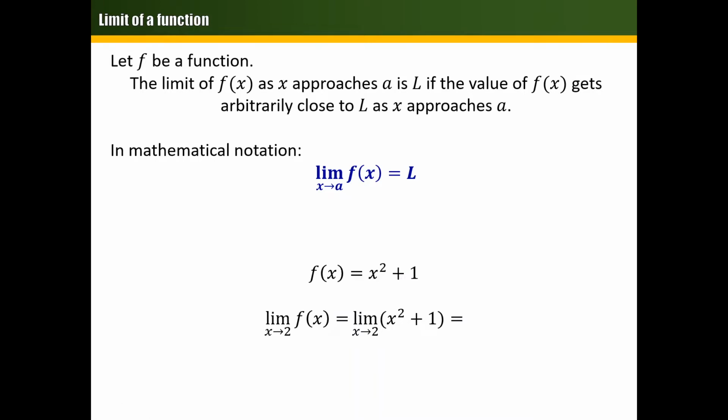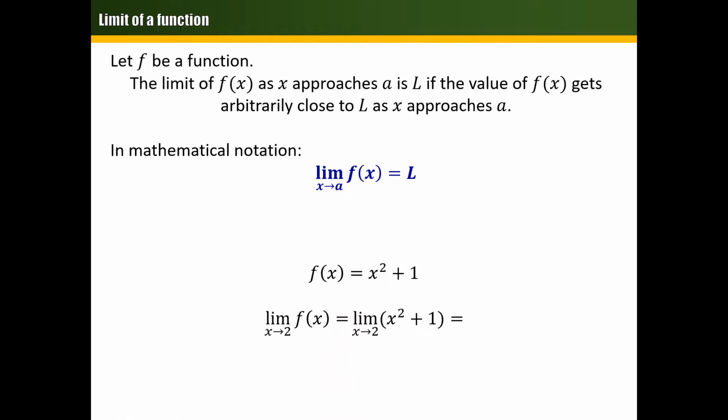For example, let us consider the function f of x equals x squared plus 1. Let's determine the limit of f of x as x approaches 2, meaning we want to determine what value f of x approaches as the value of x approaches 2. So we write it as the limit of the quantity x squared plus 1 as x approaches 2. Please put the grouping symbol here to avoid ambiguity, because if there's no grouping symbol, it will only mean that we are taking the limit of x squared as x approaches 2 and adding 1. So please put the grouping symbol.